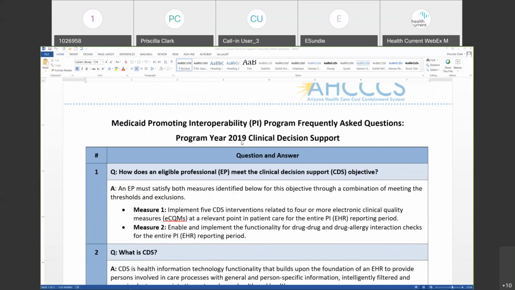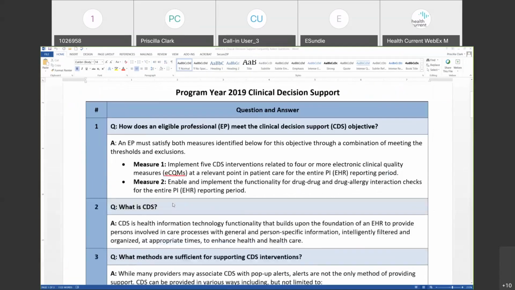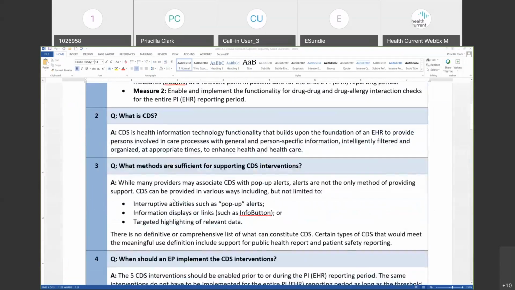Thank you, Christine. So I have the clinical decision support FAQ up. And so I'm going to scroll through the first few because I want to get to more of the questions that have more substantial information in there.